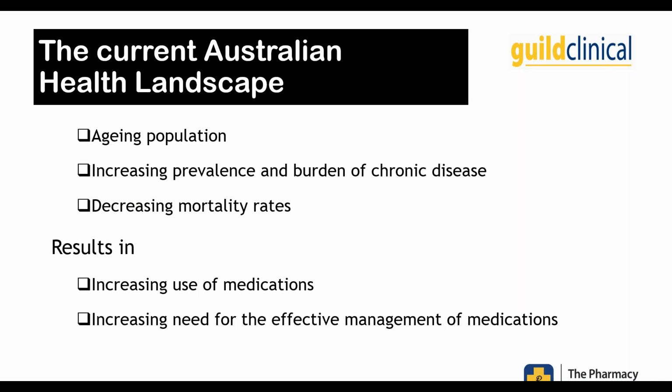The current Australian health landscape indicates that we have an ageing population. There is an increasing prevalence and burden of chronic disease with decreasing mortality rates. That means there will be an increasing need and use of medications as well.